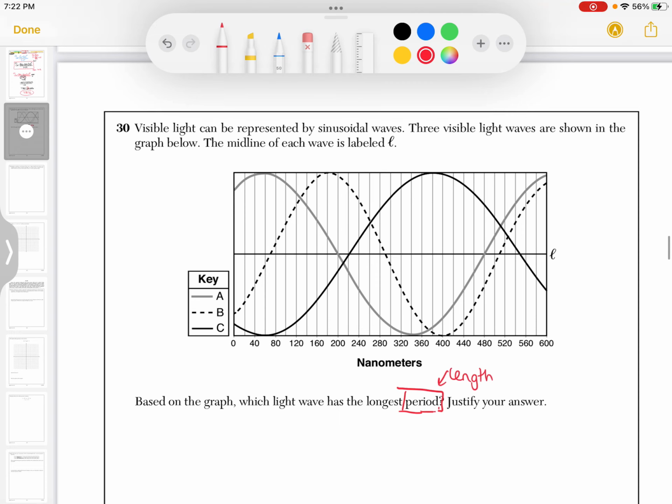The period is the length of one curve. We talked about it in class. It's like the end of a curve, kind of like a period is the end of a sentence. So if it helps you to remember it that way, the end of one curve is the period, like the end of a sentence. So based on the graph, which light wave has the longest period? You have to find which one has the longest length for one full curve. So we need to kind of trace out one full curve for each of these.